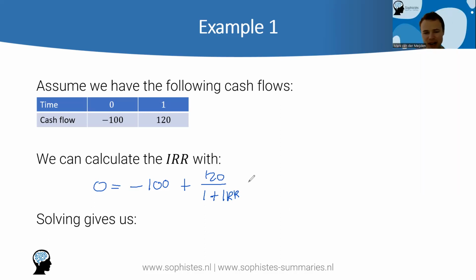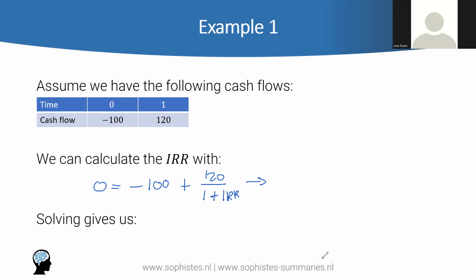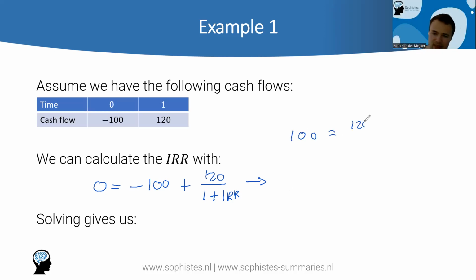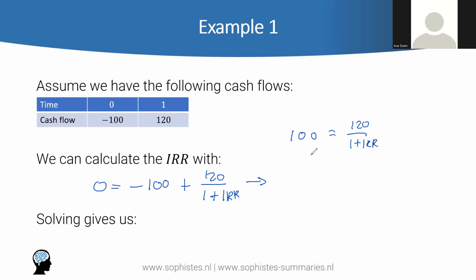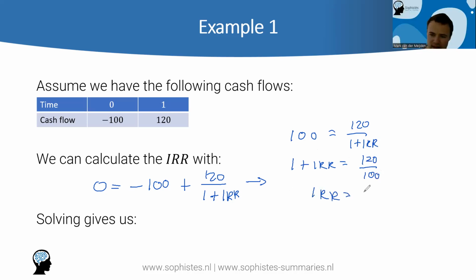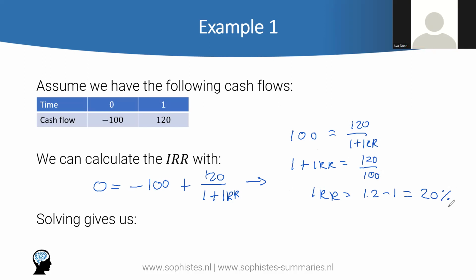So how would you solve this for IRR? Well, for example, move that 100 to the other side, and then divide by 120, and then minus 1. And then you get 20%, right? Yeah.